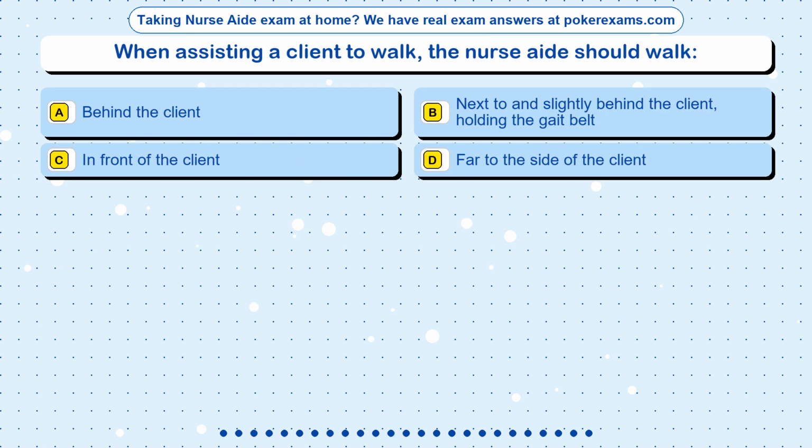Question 20. When assisting a client to walk, the nurse aide should walk: Option A. Behind the client. Option B. Next to and slightly behind the client, holding the gait belt. Option C. In front of the client. Option D. Far to the side of the client.